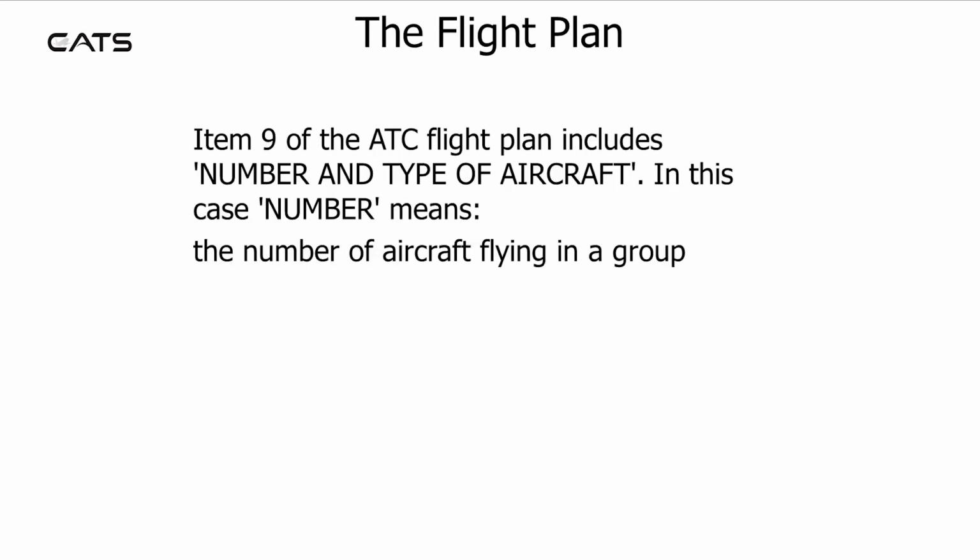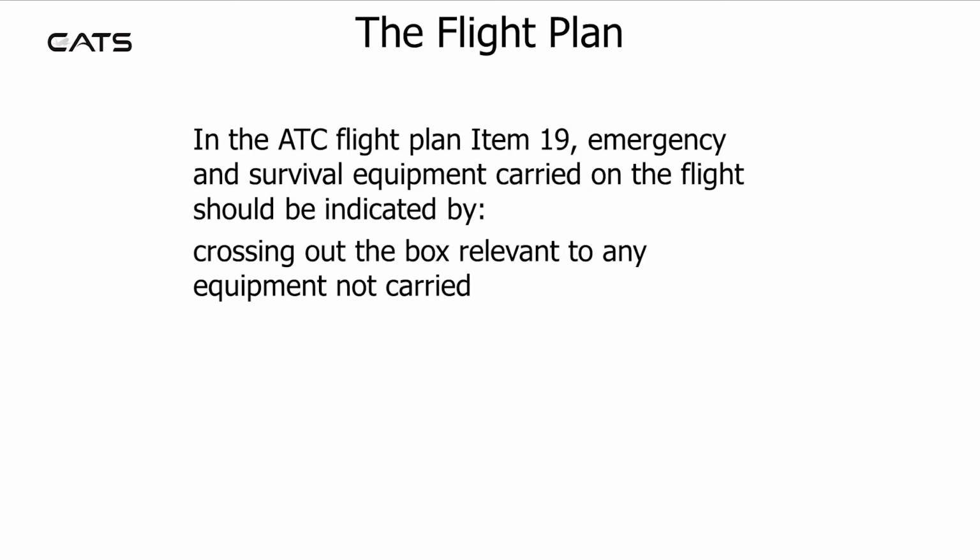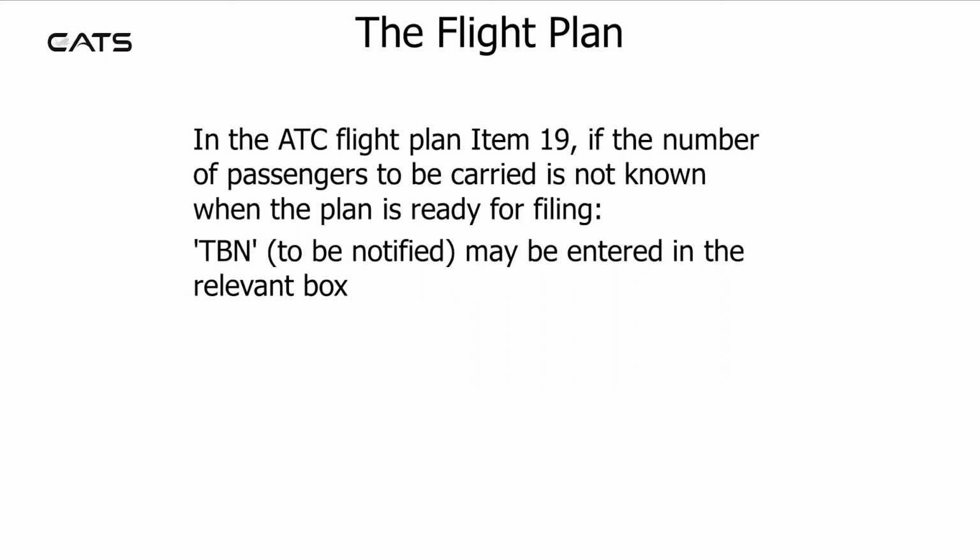Item 9 of the ATC flight plan includes number and type of aircraft. In this case, number means the number of aircraft flying in a group. In the ATC flight plan, item 19, emergency and survival equipment carried on the flight should be indicated by crossing out the box relevant to any equipment not carried. In the ATC flight plan, item 19, if the number of passengers to be carried is not known when the plan is ready for filing, TBN, to be notified, may be entered in the relevant box.